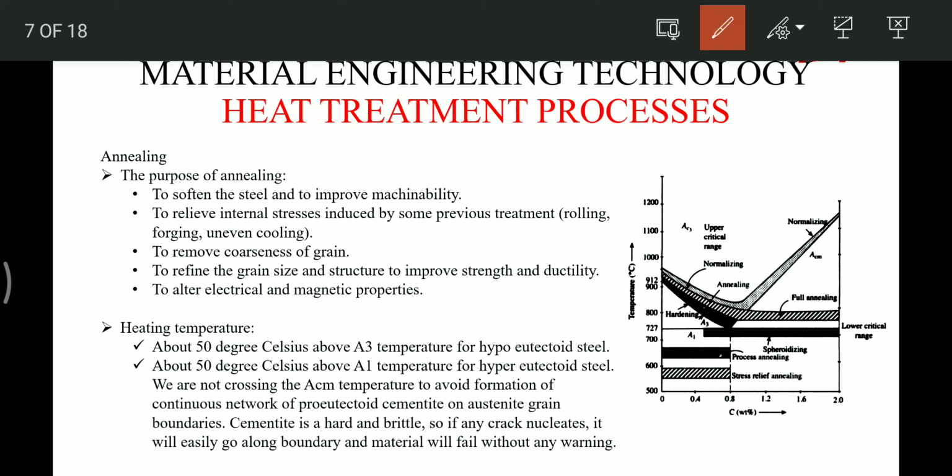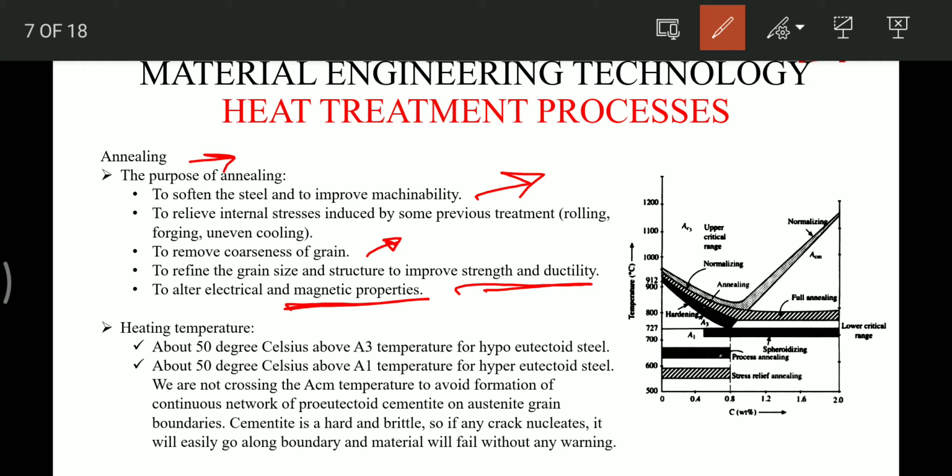So now we will begin with the processes. First process is annealing. Why is this process actually done? The purpose of annealing is to soften the steel and improve the machinability, to relieve the internal stresses introduced by previous treatments like rolling, forging, or uneven cooling, to remove coarse grains or refine the grain size and structure to improve strength and ductility, and to alter the electrical and magnetic properties. So this is what annealing is carried out for.